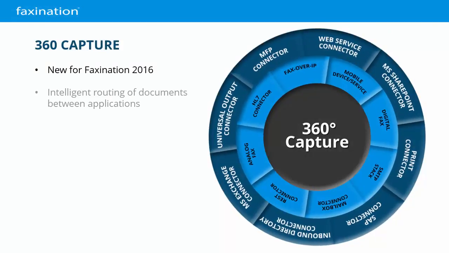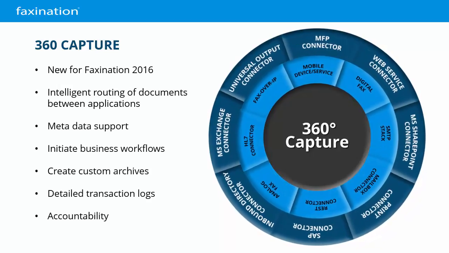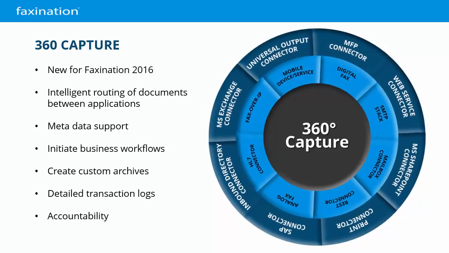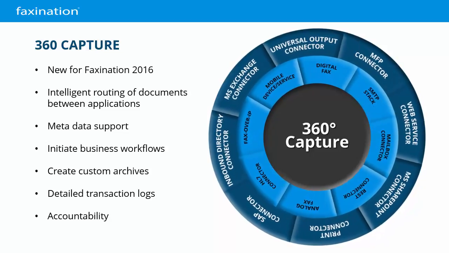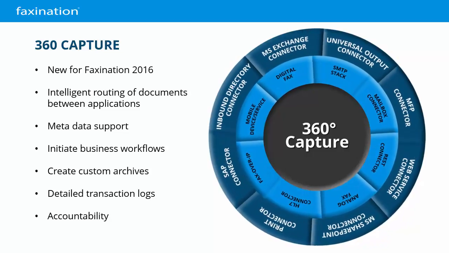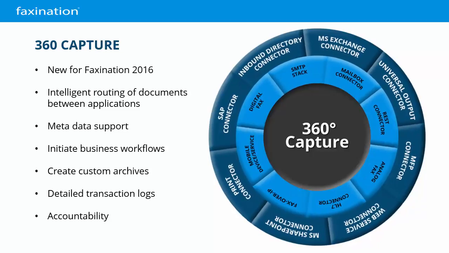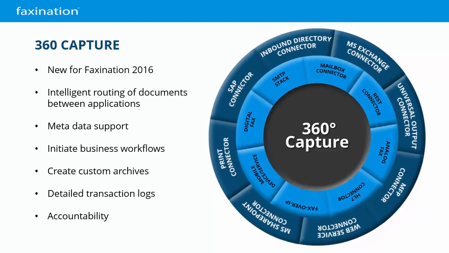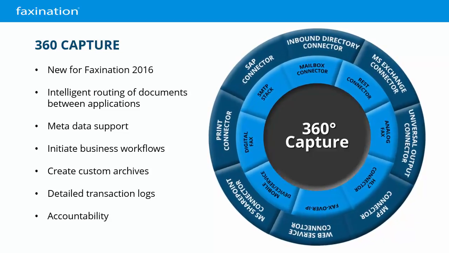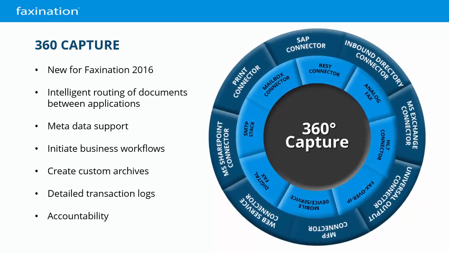Our 360 capture technology is new for Faxination 2016. It allows for the intelligent routing of documents between applications, any application supported by Faxination. Message delivery can include metadata when the destination application supports it, such as SharePoint. Document routing automation can initiate business workflows and create custom archives, all with detailed transaction logs and message accountability.